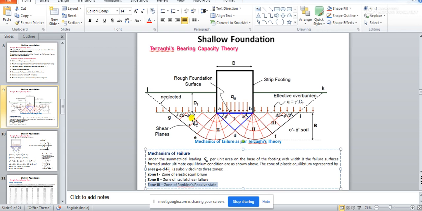And for the zone of radial shear and the zone of Rankine's passive state, this shear plane, up to this it is a spiral, and beyond this it is a straight line. Up to F it is a spiral, and beyond this it is a straight line. So these straight lines are going to make an angle of how much? 45 degrees minus phi by 2. This side also should make an angle of 45 degrees minus phi by 2.